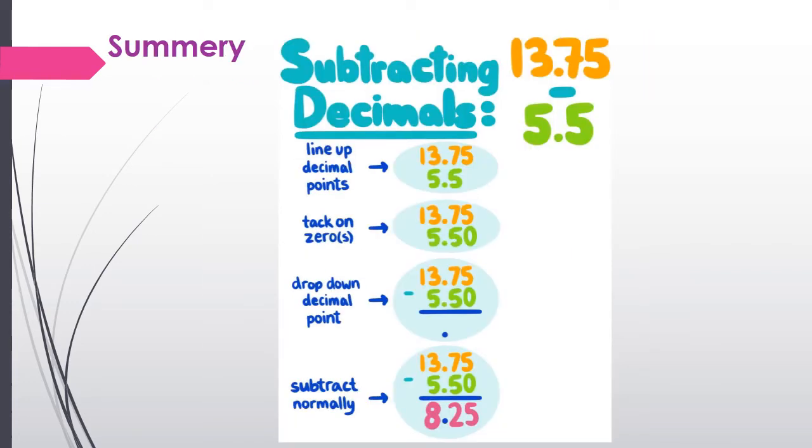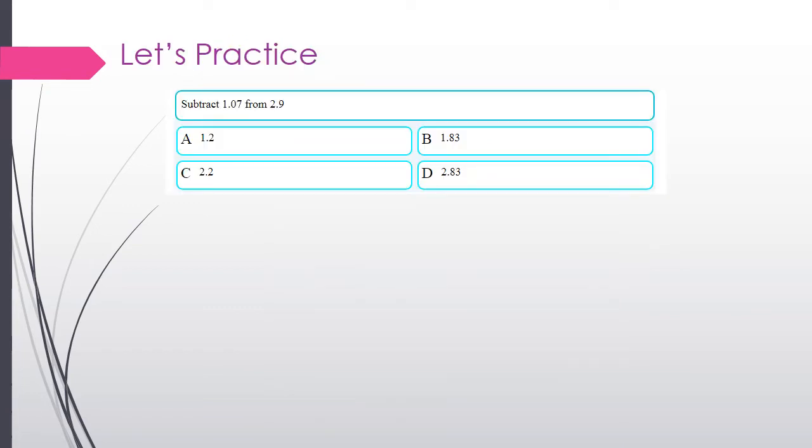The last one, to summarize the subtracting decimals steps. First, we line up the decimal points, then we add zeros if we need. Drop down the decimal point below the decimal point, and subtract normally from right to left. Let's practice. Now grade 4, you know the way we practice: paper, pencil, try to solve the question, then check your answer.